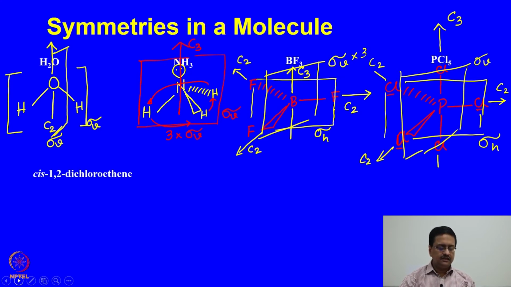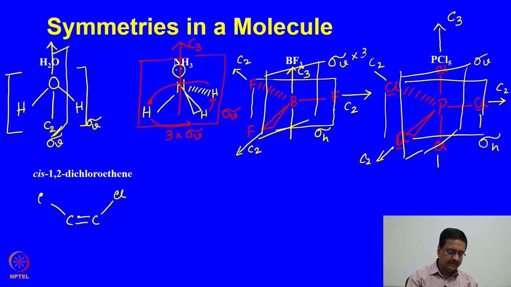Now, let us see a different molecule, a slightly complicated organic molecule, cis-1,2-dichloroethene. By now, we know that ethene means C double bond C, and when I say cis, I have chlorines on the same side and hydrogens on the same side. So, what are the symmetry elements that one can find in this? See, the way that I have drawn it, the entire molecule is on the plane of the board.